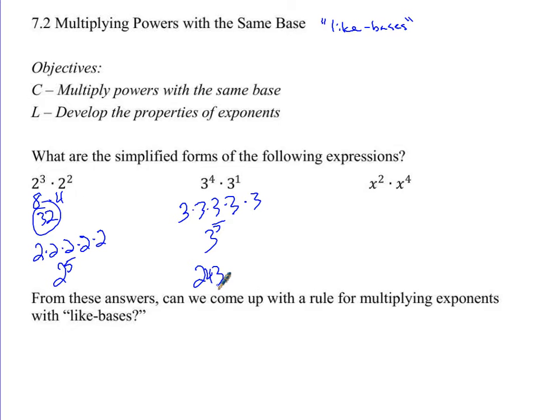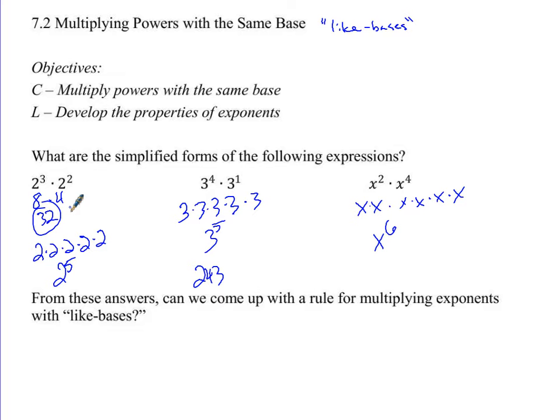And finally on this one, x squared times x to the fourth, I can write that out as x squared is x times x. And then times x to the fourth, which is x times x times x times x. Well, now what I have here is just x times itself how many times? 6 times. So that means I can write x to the 6th power. Now that's as far as I can go because I don't know what x is, so I have to leave it as x to the 6th power. On these, because they were numbers, I could go ahead and find out what those answers were going to be.